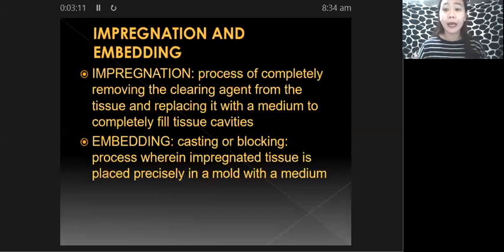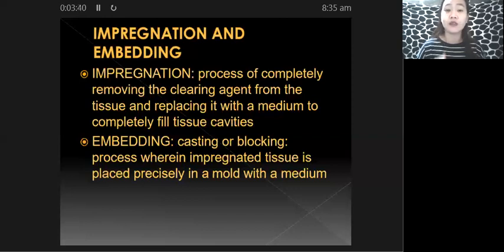Again, I would just like to emphasize that your medium has to be compatible with the clearing agent. Otherwise your clearing agent will not be removed and it will not be replaced by your infiltrating or embedding medium.